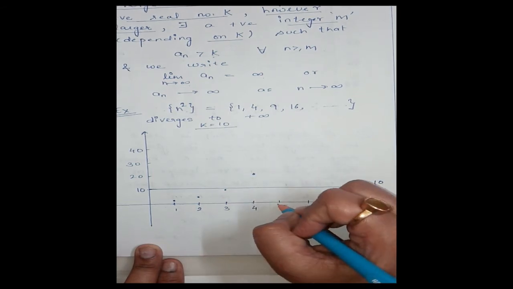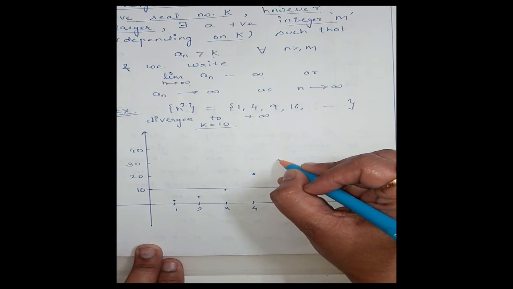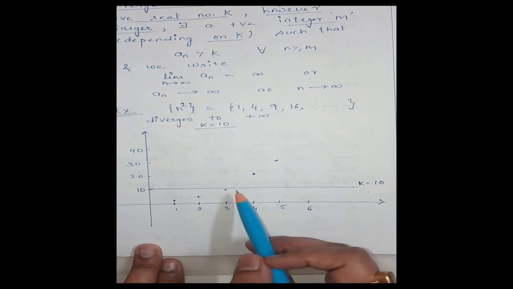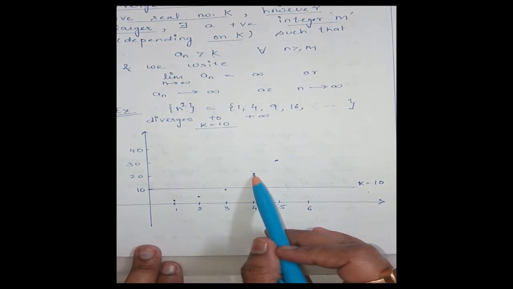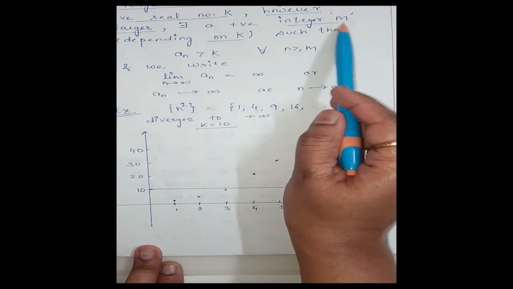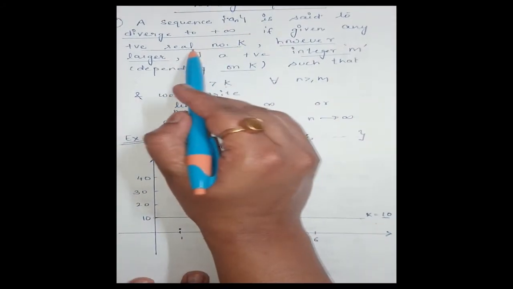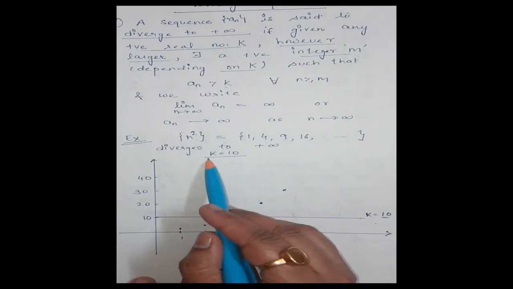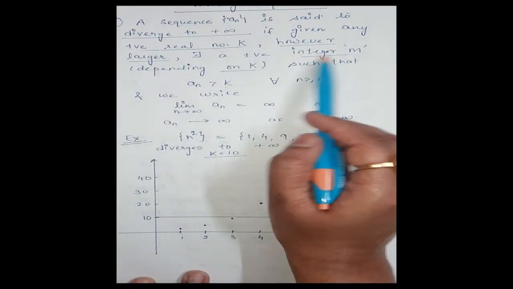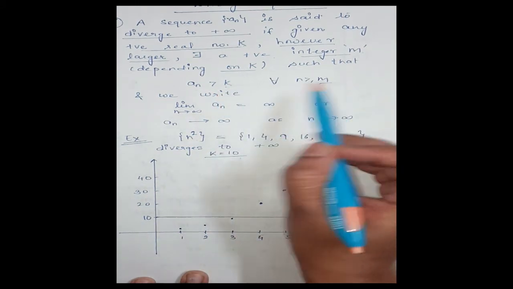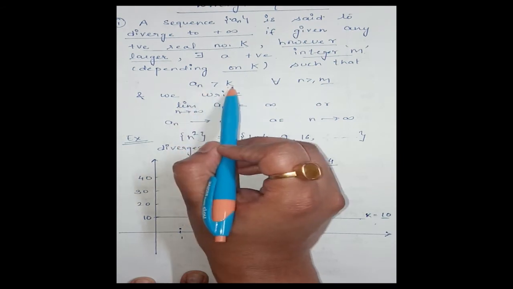When n is 5, we have 25, n square is 25. This means that when we have taken k to be 10, then from the fourth term onwards, m will be 4. This is the definition: if, given any positive real number k, however large, and here we have first taken k to be 10, then there exists a positive integer m, here m is 4, meaning from m terms onwards, for all n greater than or equal to m, we have an is greater than k.